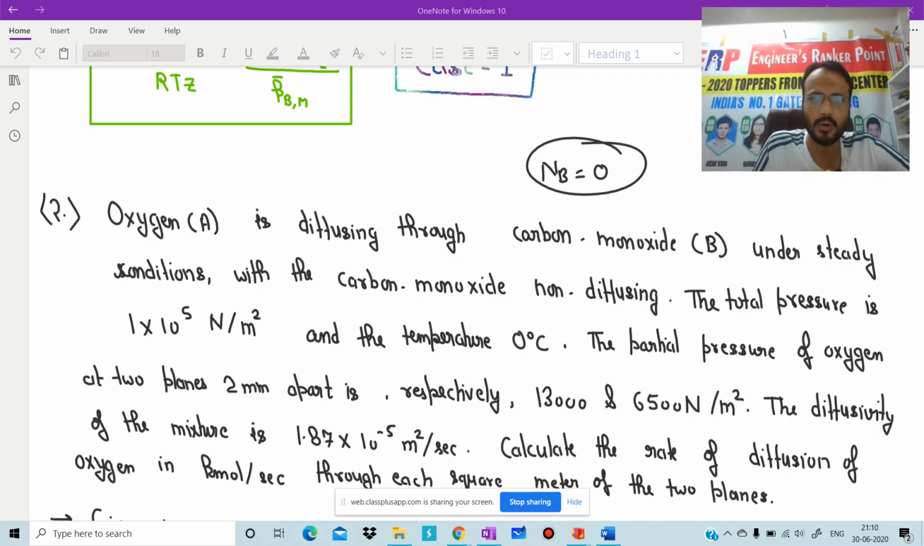Oxygen A means component A is diffusing through carbon monoxide under steady state condition with the carbon monoxide non-diffusing. After reading this line, it should be clear to you that this belongs to case first. The total pressure is 1 into 10 to the power 5 Newton per meter square and temperature 0 degree Celsius. The partial pressure of oxygen at two planes 2 millimeter apart is 13,000 and 6,500 respectively. The diffusivity of the mixture is 1.87 into 10 to the power minus 5 meter square per second. Calculate the rate of diffusion of oxygen in kilomole per meter square second through each square meter of the two planes.